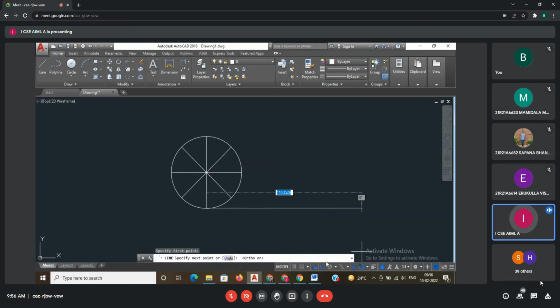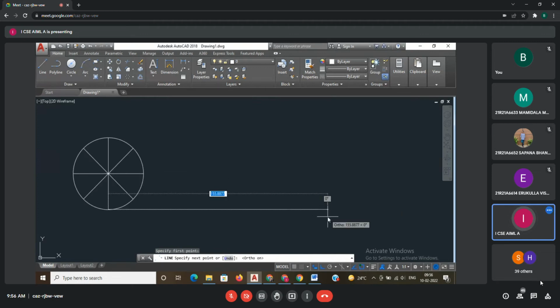Why do you have to draw the horizontal line from the base point only? Why are you not drawing the horizontal line from the top? Because the rolling circle is rolling on a straight path. Again you will get, okay sir, straight path.